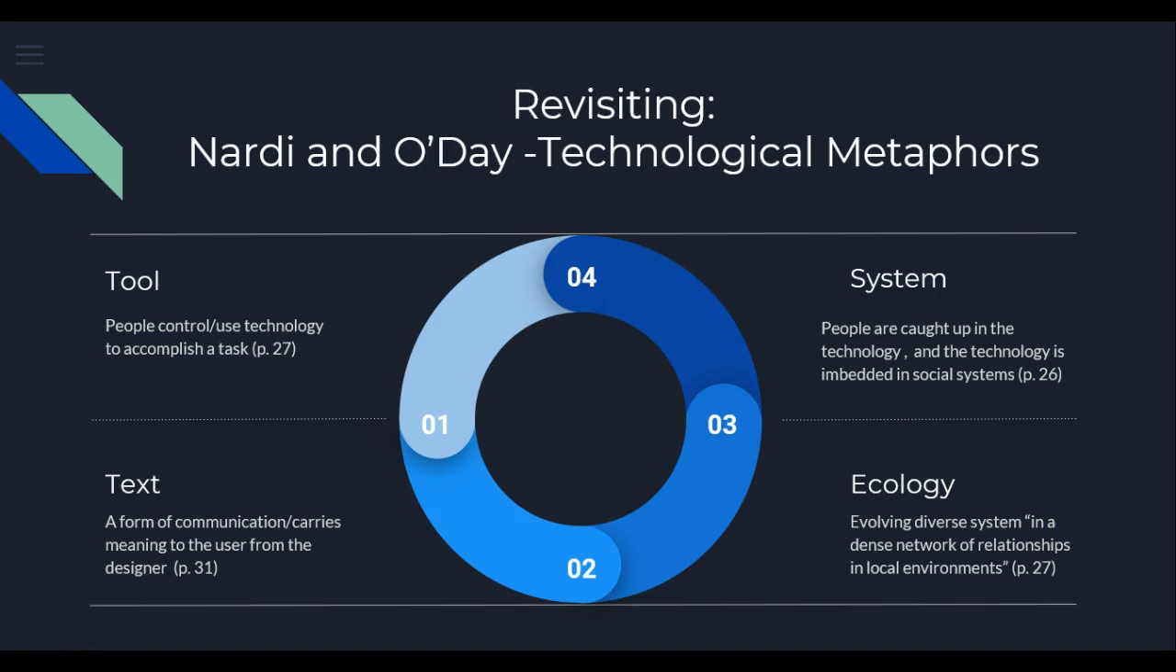So let's have a look at those metaphors that we went over. A tool, people control using technology to accomplish a task. A text, a form of communication carries meaning to the user from the designer. A system, people are caught up in technology and the technology is embedded in social systems. An ecology, the evolving diverse system in a dense network of relationships in local environments.